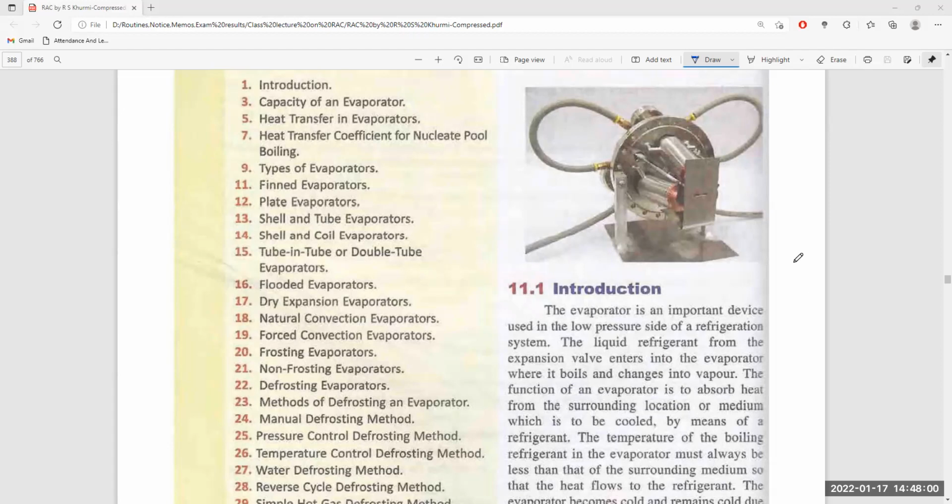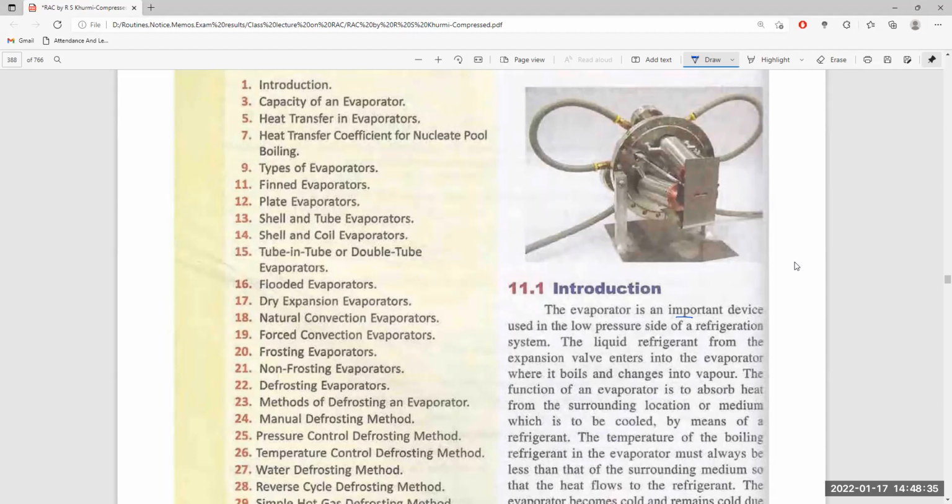Now, what is the evaporator? It is an important device used in the low pressure side of the refrigeration system. This evaporator does the cooling: in a refrigerator, it is the cooling chamber of the refrigerator itself, and for air conditioning, it is the cold chamber where people stay and get cold. This is the evaporator side.